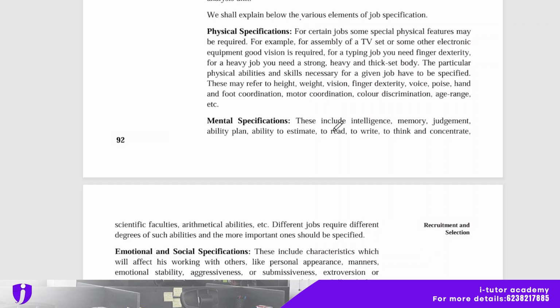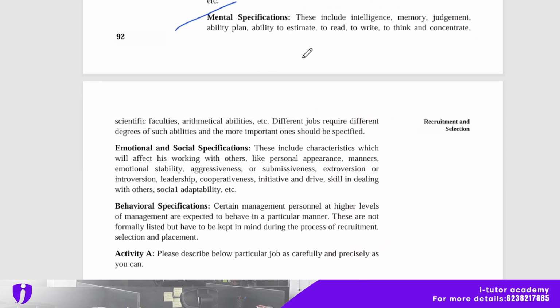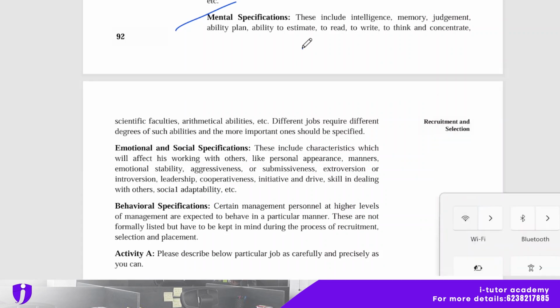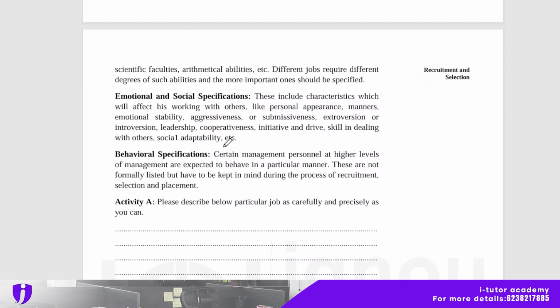age range, etc. And mental specification. These include intelligence, memory, judgment, ability to plan, ability to estimate, to read, to write, to think and concentrate, scientific faculties, arithmetical abilities, etc. Different jobs require different degrees of such abilities and the more important ones should be specified.